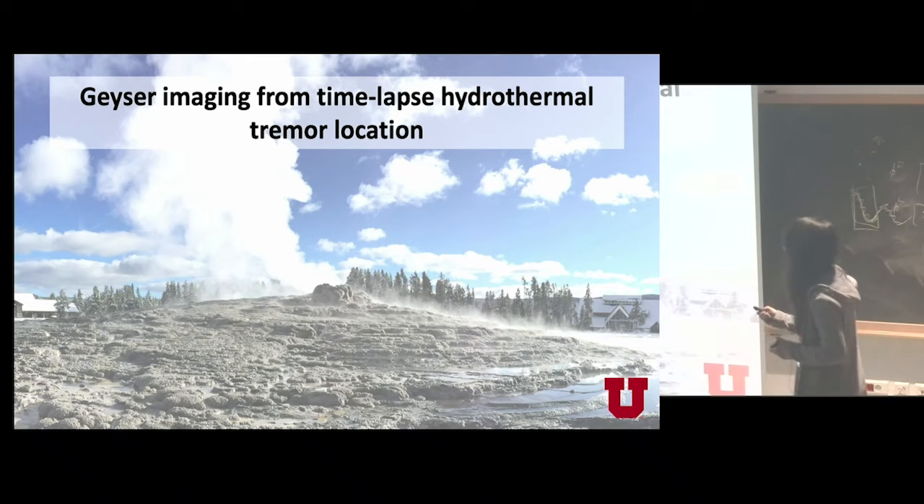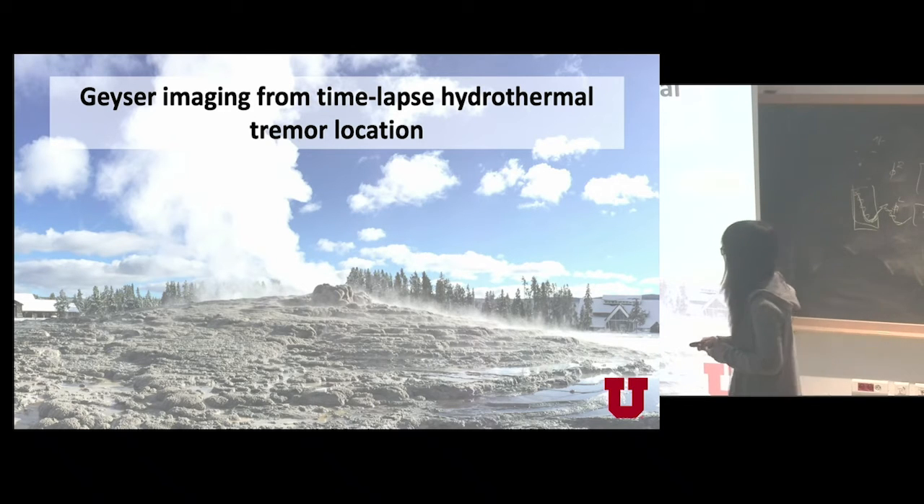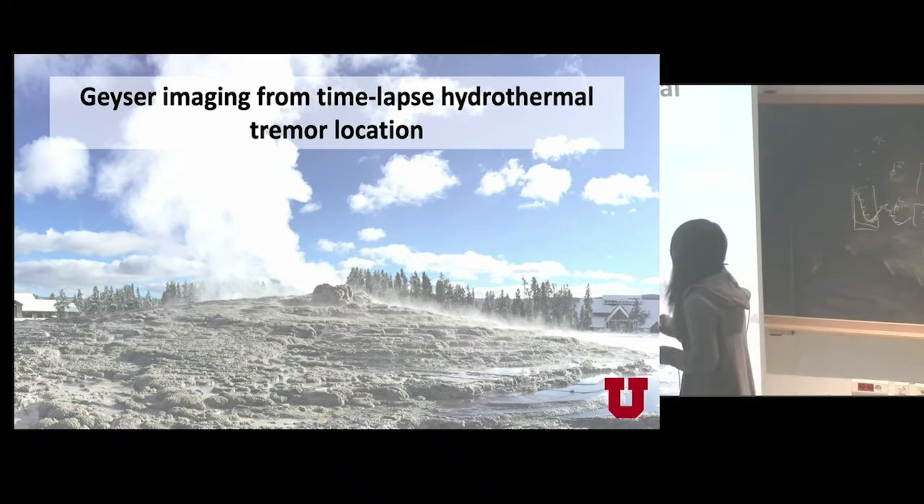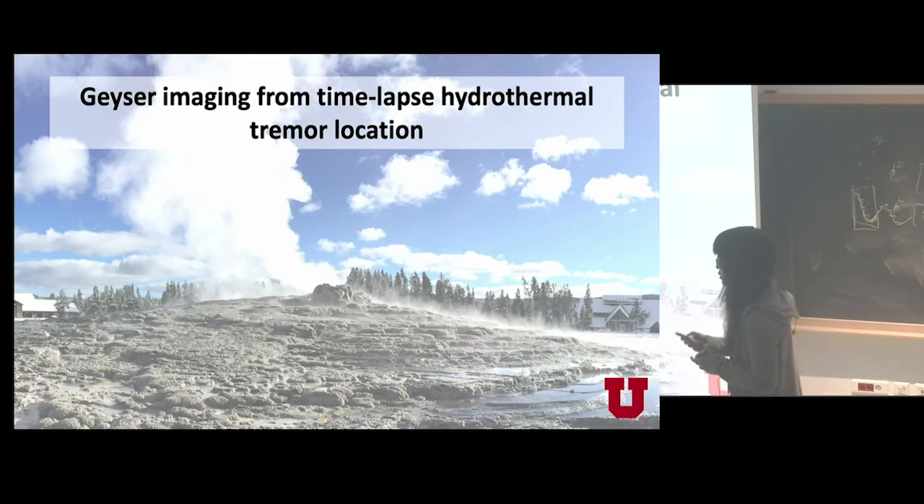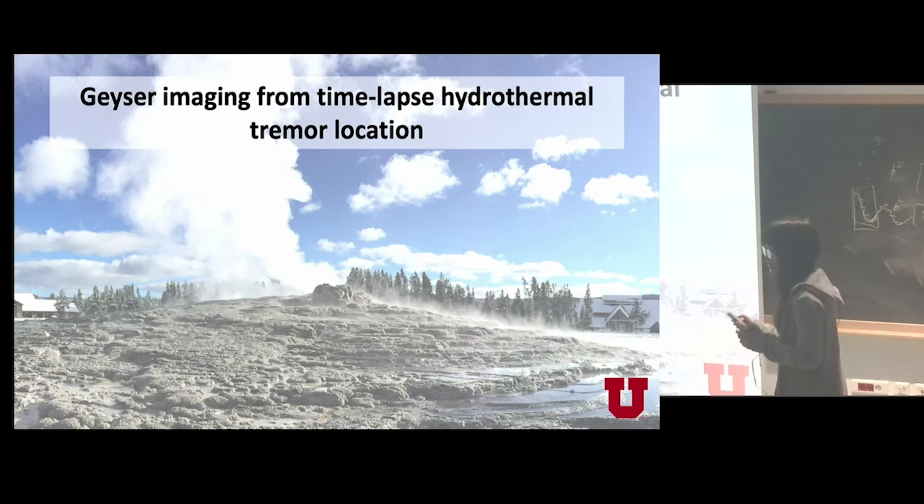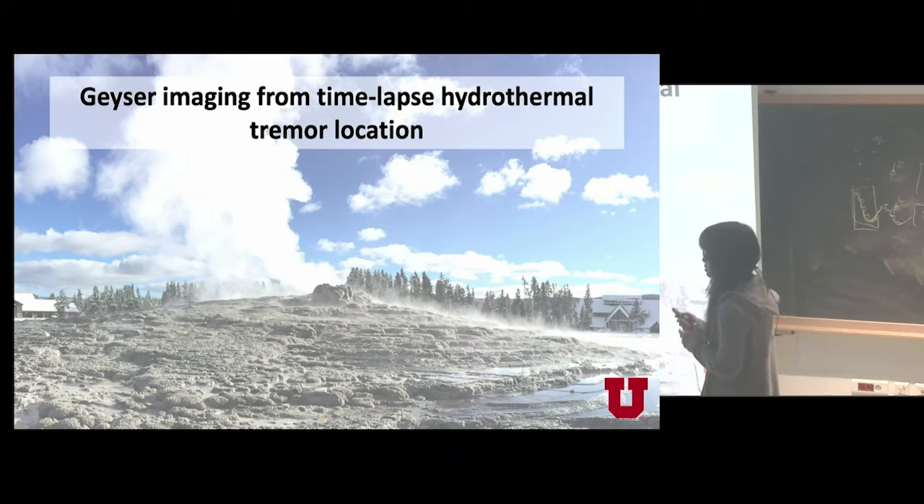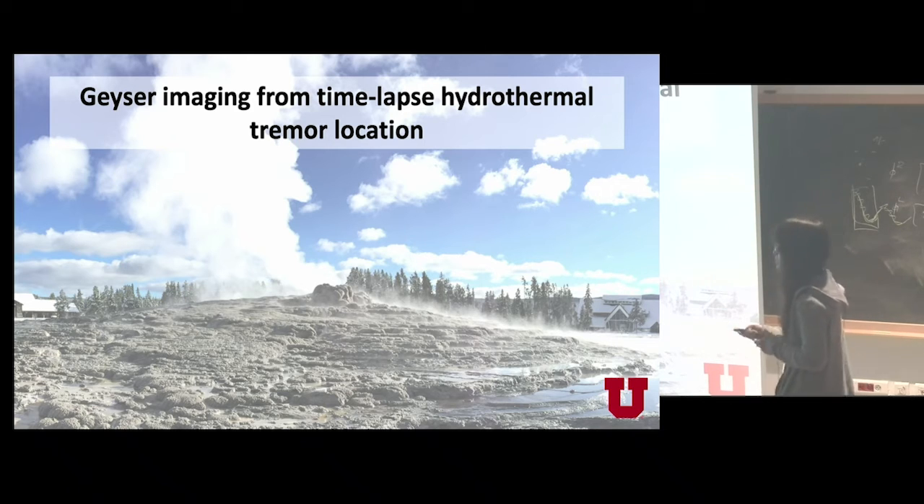Okay, hi. So this study is using seismic interferometry to locate hydrothermal tremor within the dense array at depth and to illuminate the geyser plumbing structure. The framework is a little bit similar to a few tremor talks we've had these weeks, but the methodology and the scale of the geyser are very different.